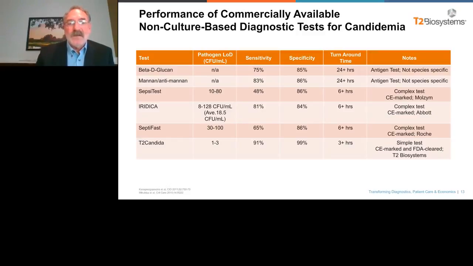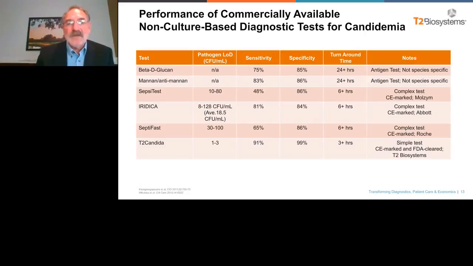What you see here is the limit of detection in terms of colony-forming units per milliliter for those molecular platforms, and you can see that the SeptiTest, Iridica, and SeptiFast platforms all have limits of detection that are well over 10 CFU per mL and many times even higher. The T2Candida has a limit of detection of 1 to 3 CFU per mL. Limit of detection in this case means the concentration of organisms in the material tested that can be detected by the test at least 95% of the time.